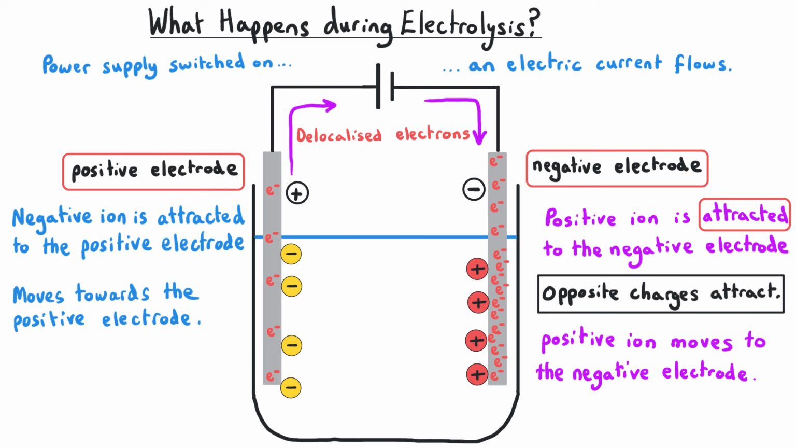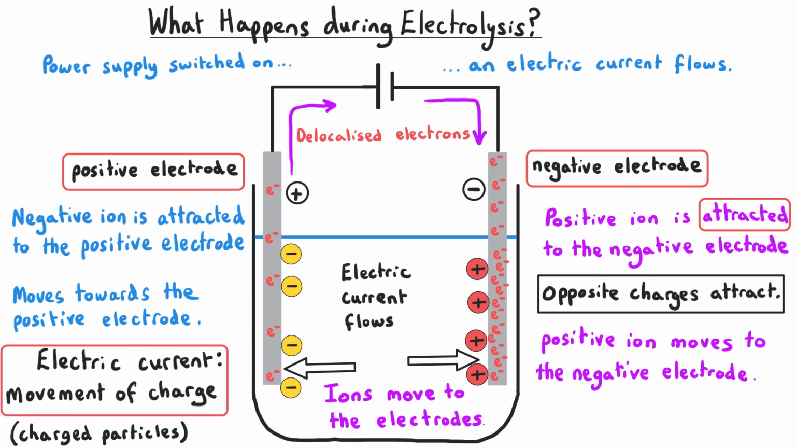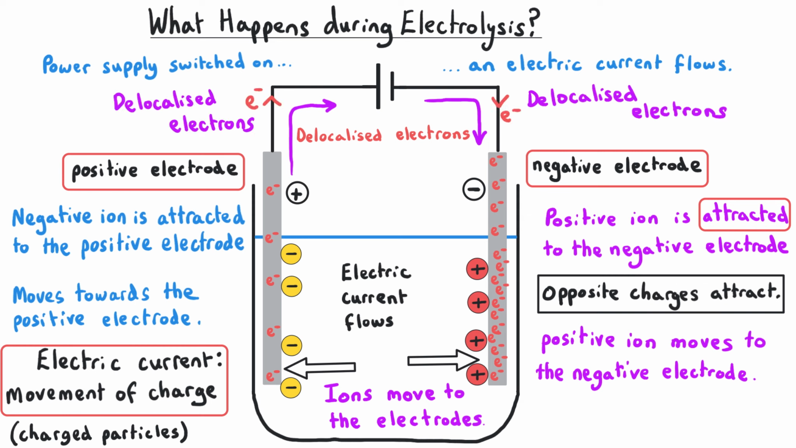And this means that there is an electric current flowing through the electrolyte, because electric current is the flow of charged particles. And in the electrodes and in the wires, these charged particles that are flowing through the circuit are the delocalized electrons. But in the electrolyte, it is the ions. And that's the core idea of what happens during electrolysis. And next we'll look at some examples.